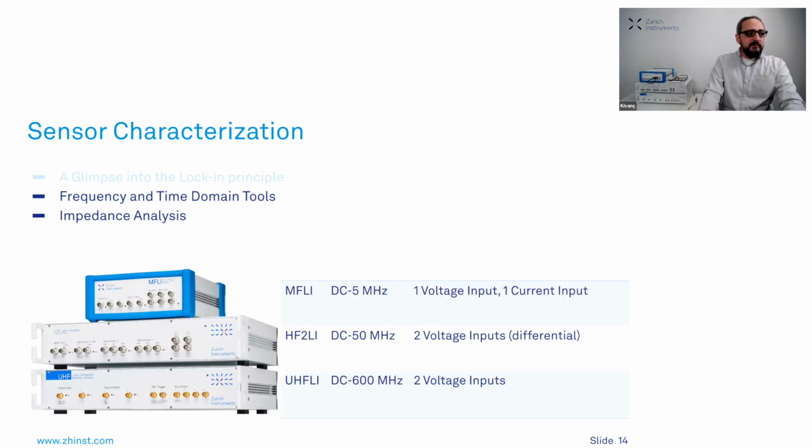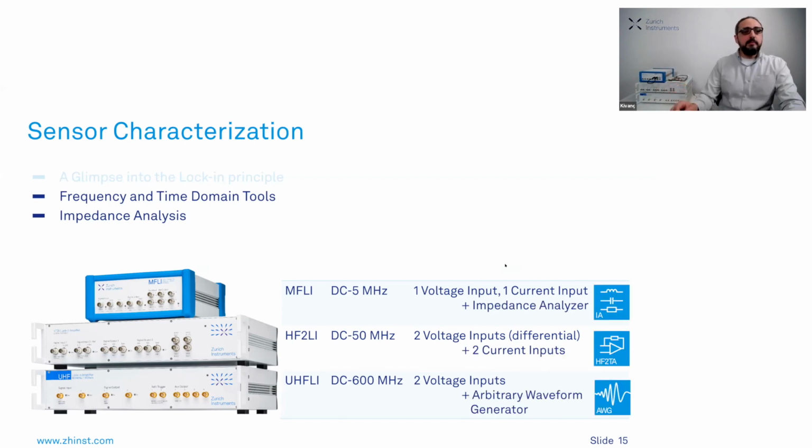So we provide different lock-ins. I also have them on my desk here. Most of the tools that I will be talking about today can be used with all these three instruments. The main differences are the bandwidths and the frequency range that they can work with. For instance, MFLI can work up to 5 megahertz and UHFLI up to 600 megahertz. Input channels also vary. But each of them also comes with unique properties.